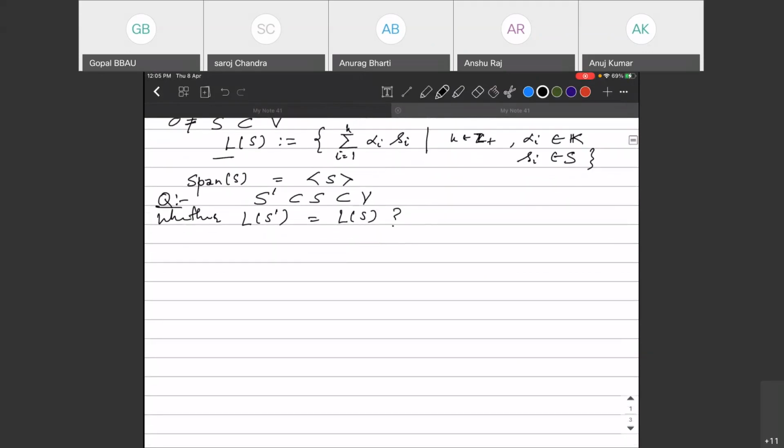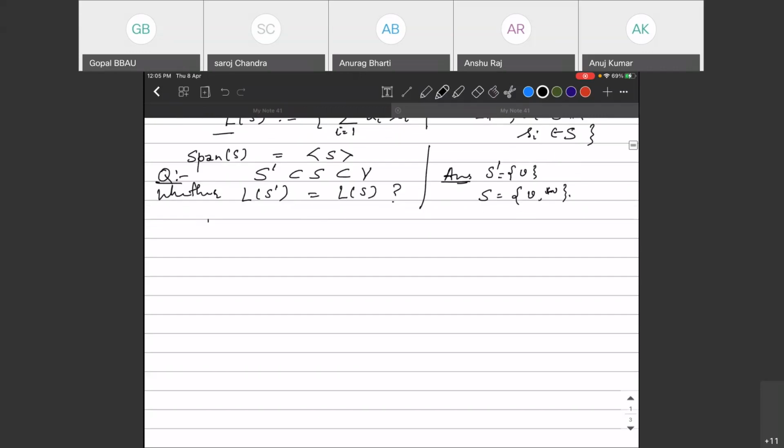So, how did we answer this? We took a particular set S dash and we took S like V comma W. We said that LS dash equals LS if W equals alpha V. Correct?